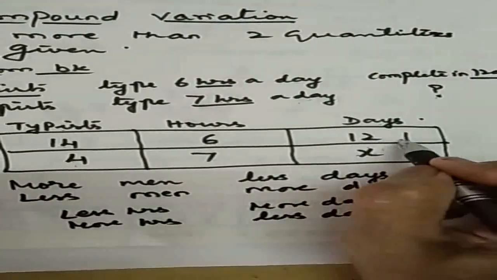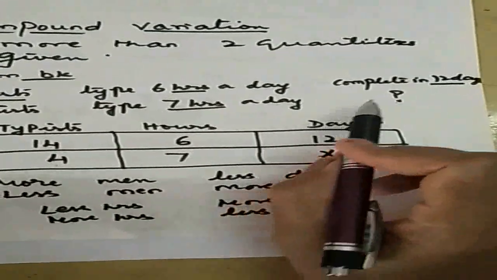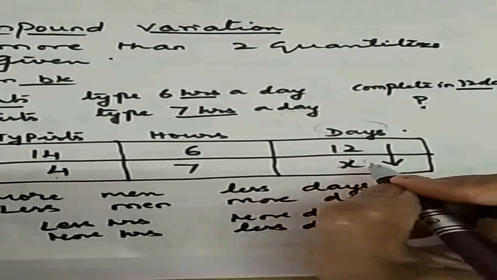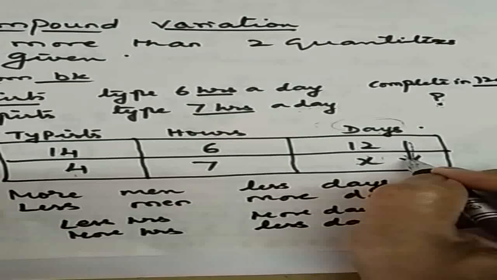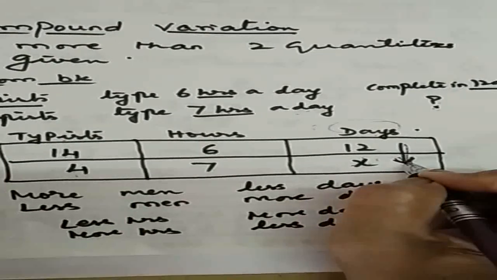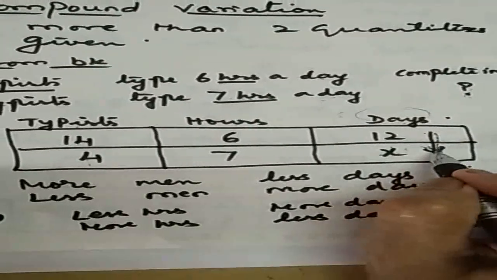Always, wherever the x is, what you have to find here is days. So whichever you have to find, you write it at last. Now the x which you have written down, the down arrow should be where there is x. This is the rule. Wherever there is x, the arrow should be there.